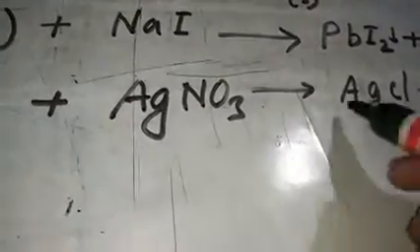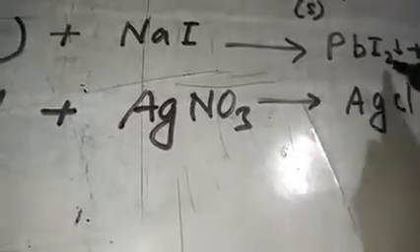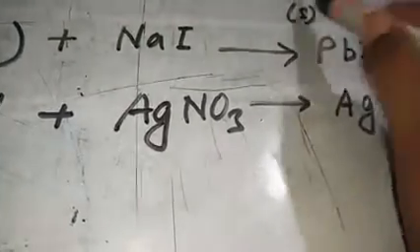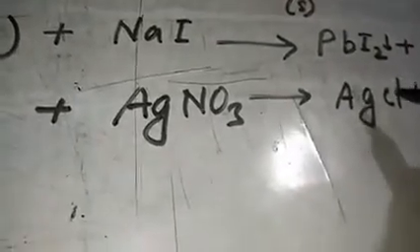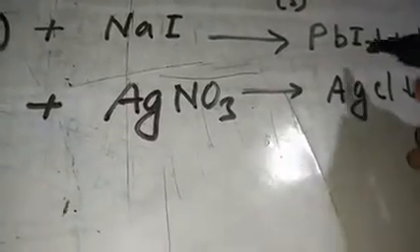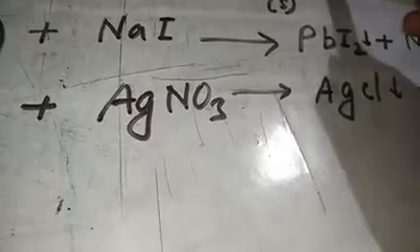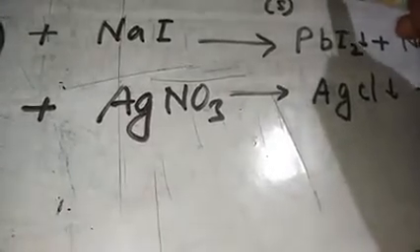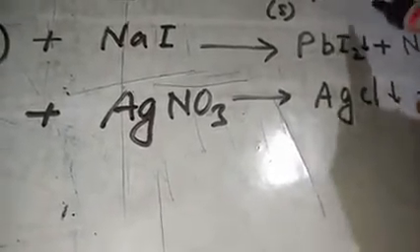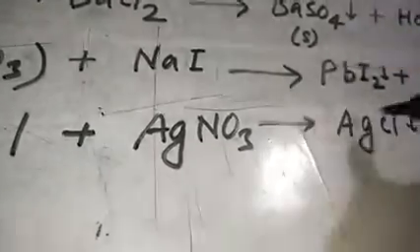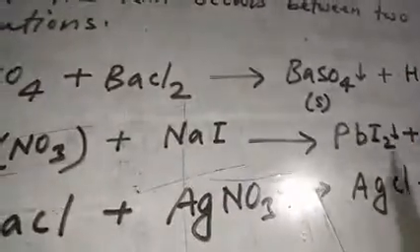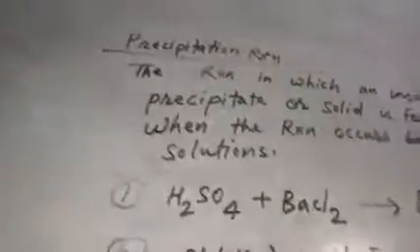Since this AgCl, PbI2, and barium sulfate are all formed as precipitate, or ppt, you can represent it as solid, or you can also represent it by writing a downward arrow near it. So all these are precipitates forming in this reaction. So this is known as a precipitation reaction.